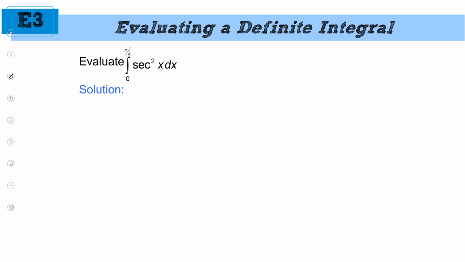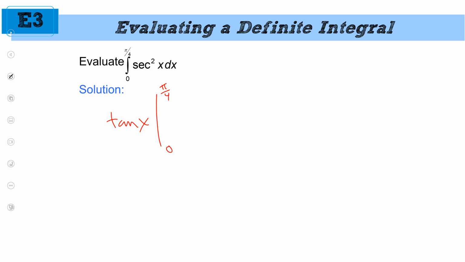So this could be an ongoing thing. Hold on, I gotta finish it. All right, what's the antiderivative of secant squared? Tangent. Beautiful. Okay, so easy peasy. Tangent of x from pi over 4 to 0.